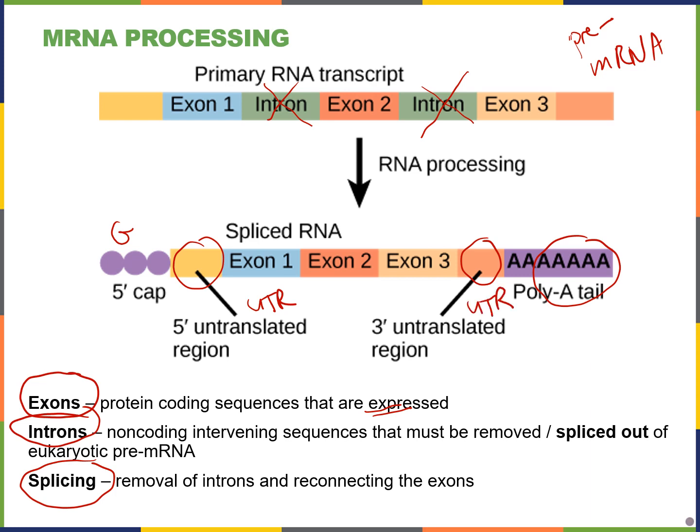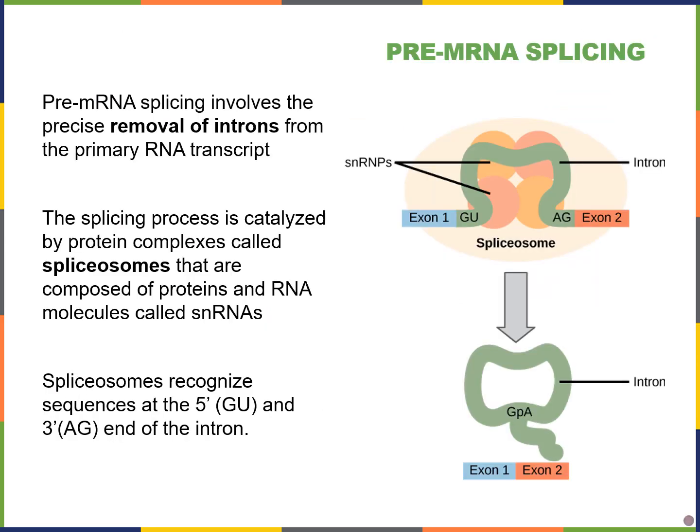It'll be important in our next chapter. So splicing is that removal of those introns from our pre-mRNA transcript, and it's catalyzed by these large protein complexes known as spliceosomes. These spliceosomes are made up of proteins in combination with small nuclear RNA molecules, so snRNAs. There's a typo there, so this should say snRNAs.